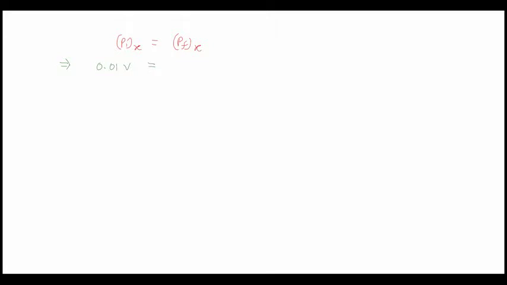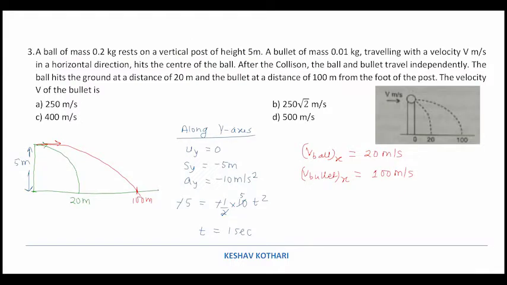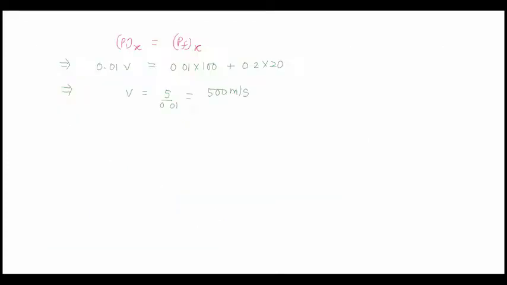And finally, the bullet, which was of 0.01 kg mass, is found to move with 100 meter per second, and the ball, which was of 0.2 kg mass, is found to move with 20 meter per second. So from here we can easily calculate the velocity v, that is equal to 5 upon 0.01, that is equal to 500 meter per second. So if we look at this particular problem, we say that option D is the correct alternative, that is 500 meter per second. Let us move to the next problem.